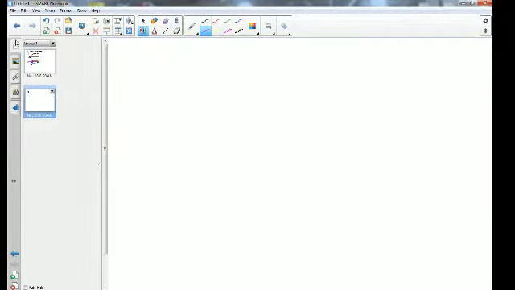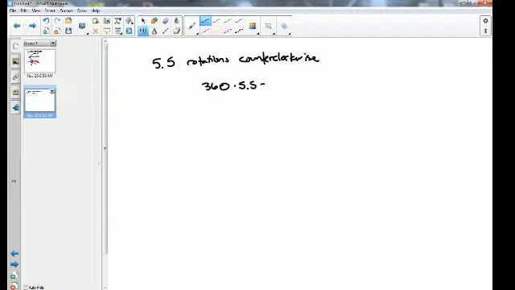What if we went 5.5 rotations counterclockwise? How many degrees is that? So it's one rotation all the way around, right? One rotation is 360, right? Okay, so it's just a multiplication problem, 360 times 5.5. 1980.